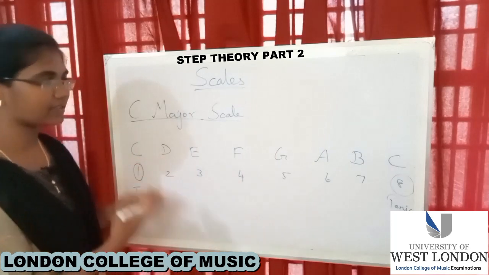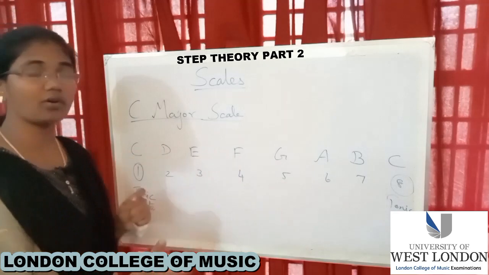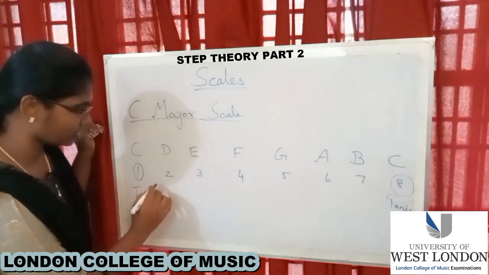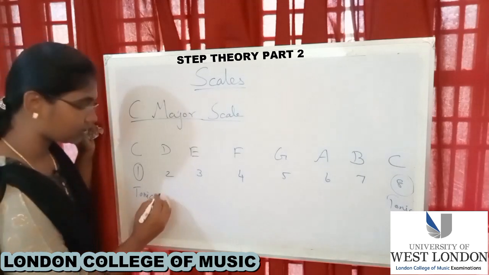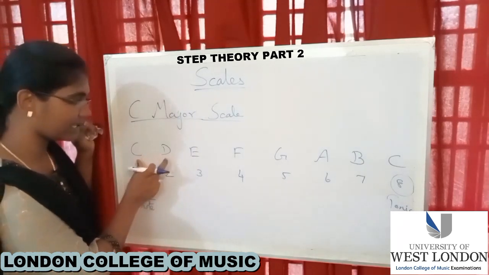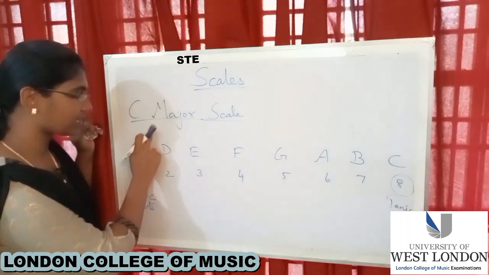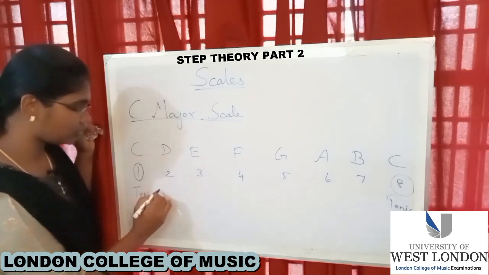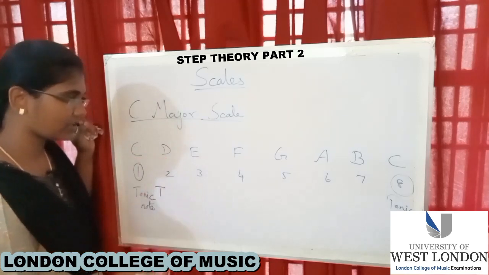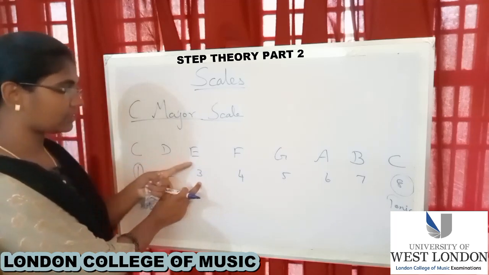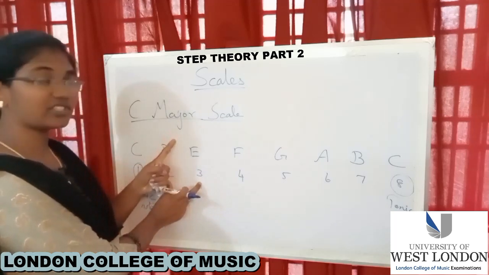We have to find whether the notes are in tone gap or in semitone gap. Take the first note and the second note. These two notes are in tone or semitone? C and D, in between that there is C sharp, right? So these two notes are in tone gap. Come to the D and E, second and third note. In between that D sharp will be there.